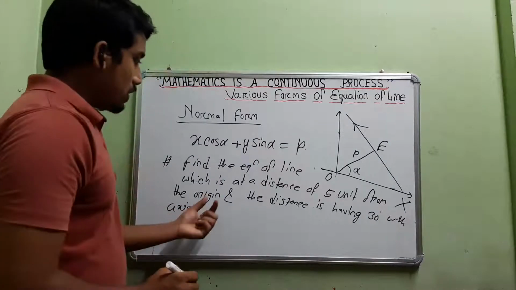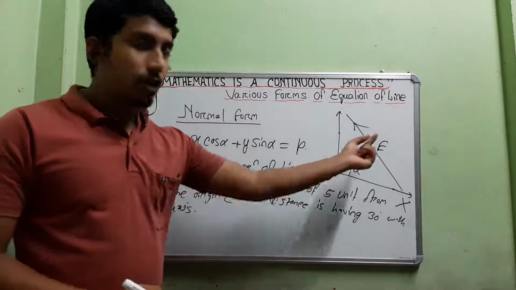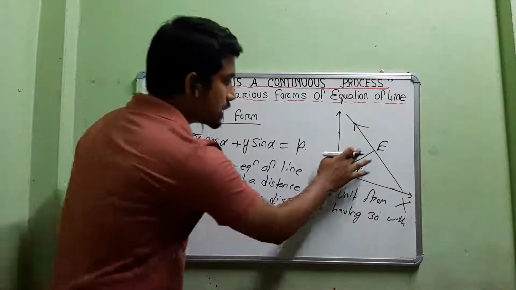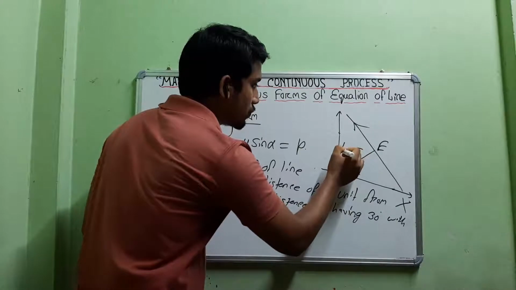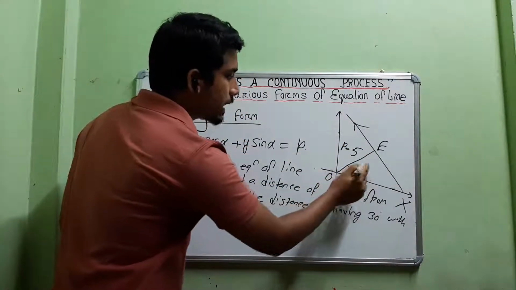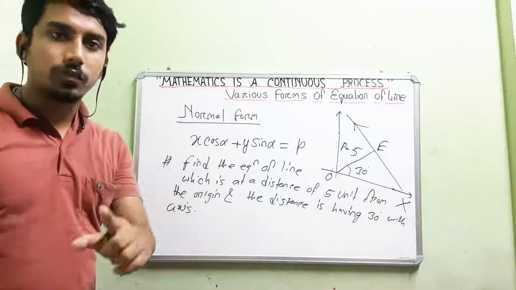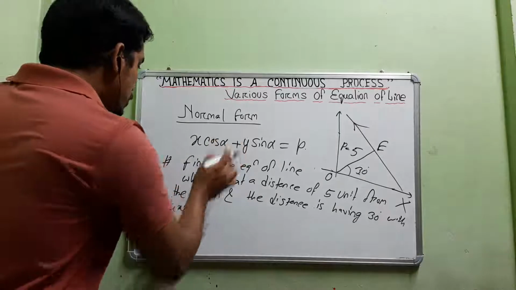So we are supposed to find the equation of the straight line which is at a distance of 5 units from the origin. Now we have P equal to 5, and the distance line is making a 30 degree angle with the x-axis. We are supposed to find the equation of the straight line. How to get it? Just put the values there.